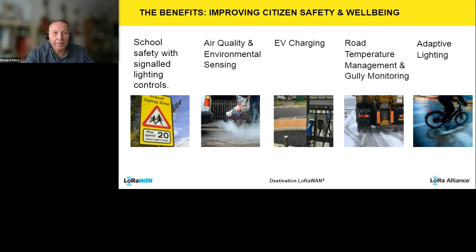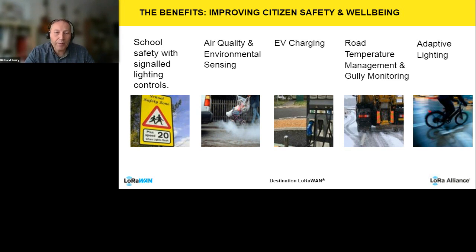But in addition to that, there's some health and safety elements to it. So reducing traffic speeds in and around schools, for example, monitoring air quality, again, in and around schools. We get involved a lot in providing electrical network infrastructure for EV charging. Another arm of the company provides that. But monitoring that EV charging and what that does is now possible on LoRaWAN. That's something that we're very interested in.